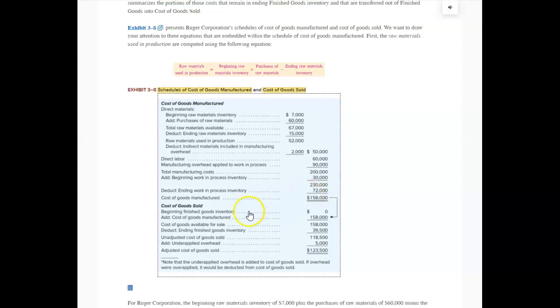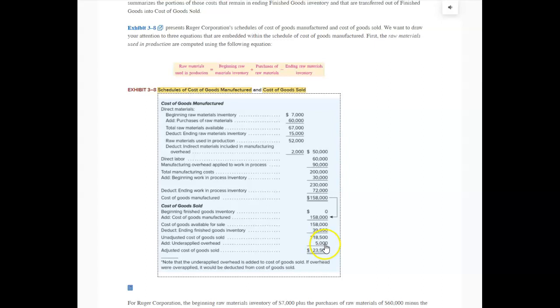Now, cost of goods sold. Apparently we did not have any finished goods inventory, so zero. We bring down this same 158, you can see the arrow here. We bring down 158, cost of goods manufactured, add it, get a subtotal. Take away ending inventory, 39,500, and the unadjusted cost of goods sold is 118,500. We saw this with an entry just a few minutes ago.